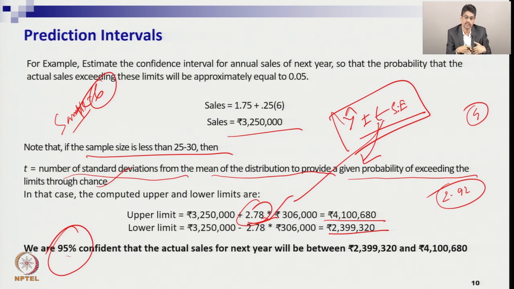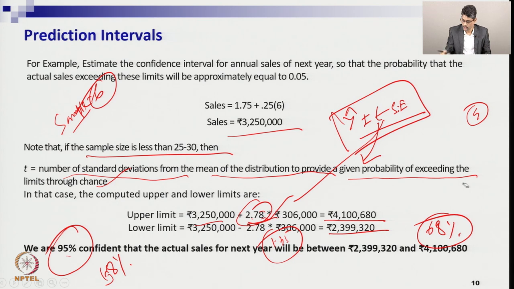Now say you want to consider only 68%, only one standard deviation, one standard error. In that case t will be 1 if you have a large sample size. But if you have a small sample size, you cannot put 1 plus minus 1 standard error. In that case, since the sample is small and you want a 68% confidence interval, you want to check the prediction interval, the t value will be around 1.35 or so. You multiply that with the standard error and you will get the prediction at 68% confidence from here, right?